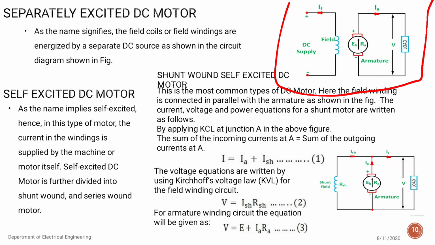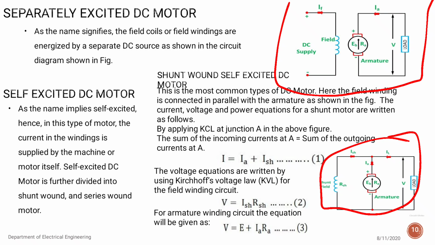Now we'll go one by one. What is shunt wound? We already know shunt means parallel, that is, the connection between the field winding and armature winding. In a shunt motor, in this figure in the bottom corner, you can see that the field winding and armature winding are connected in parallel with each other. That's why this motor is known as the shunt wound self-excited DC motor.